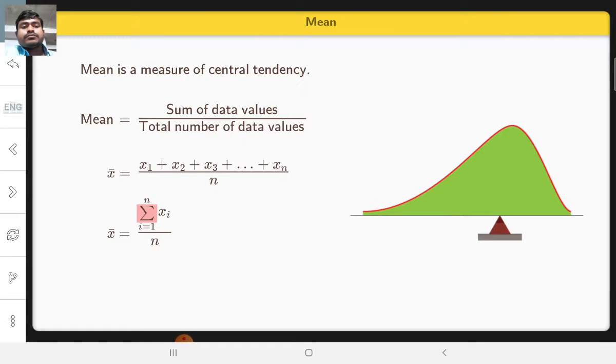This symbol is the Greek letter called sigma, which means the sum of all the values, and sigma i equal from 1 to n represents the sum of x1, x2, x3, and so on till xn.